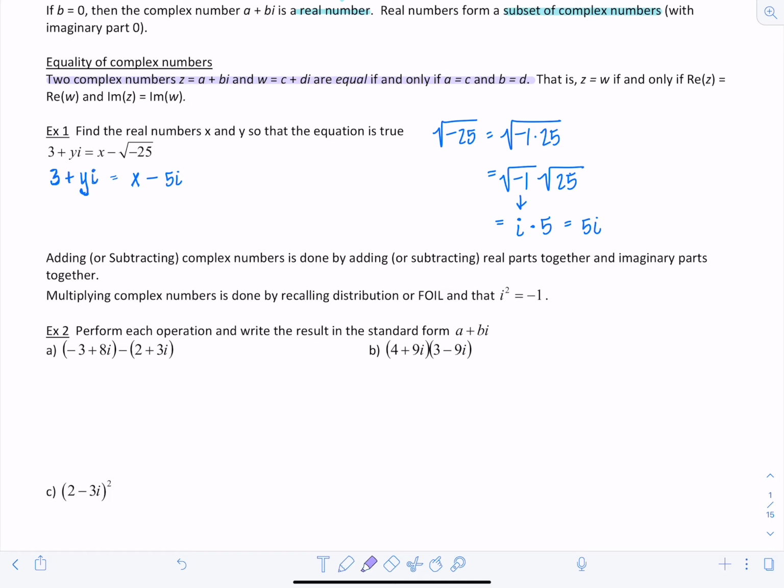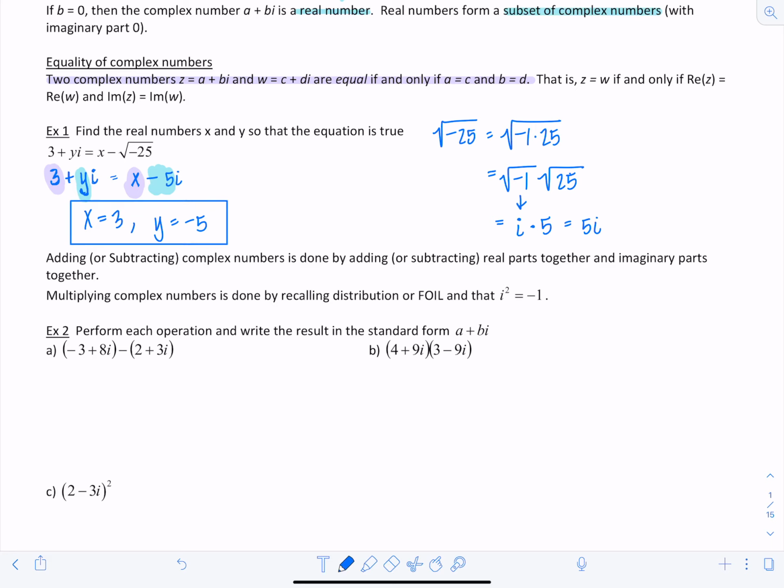And because of this equality of complex numbers, the real parts must be equal to each other. So that means x must equal 3. And then similarly, the imaginary parts must equal each other. So that means y is equal to -5. That's literally all you do.